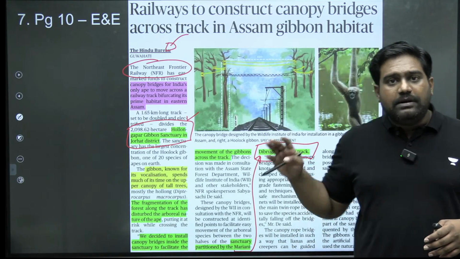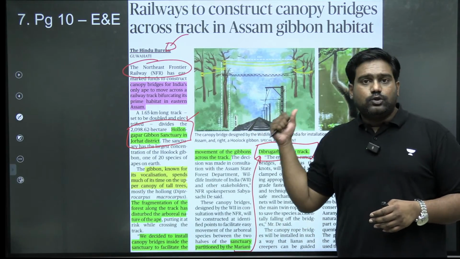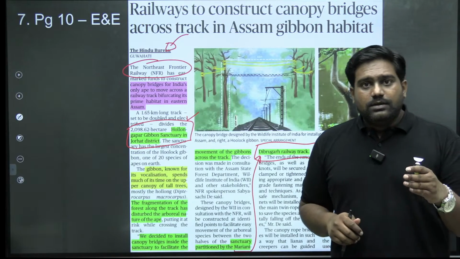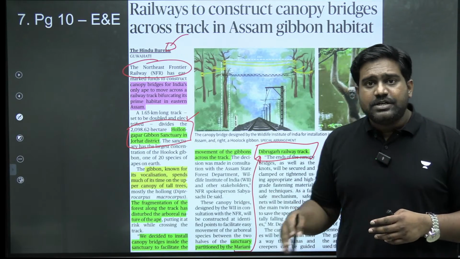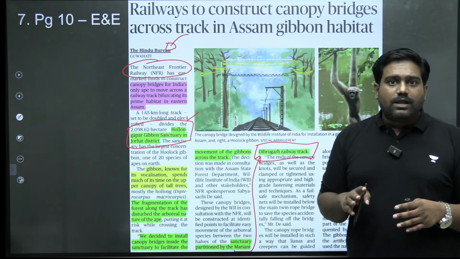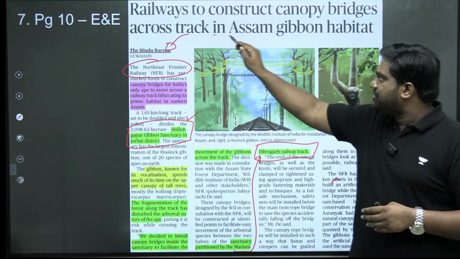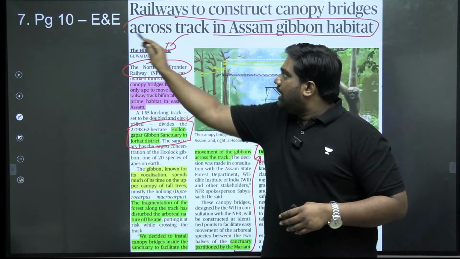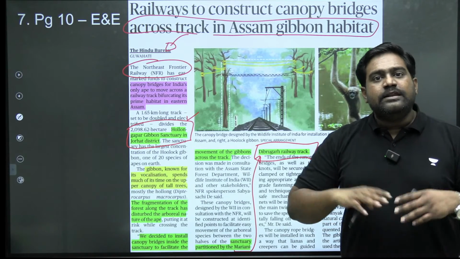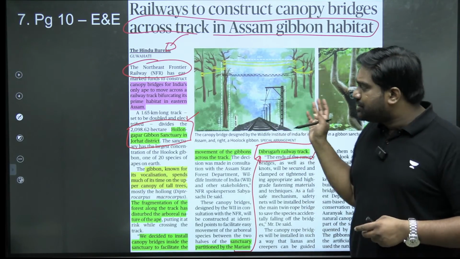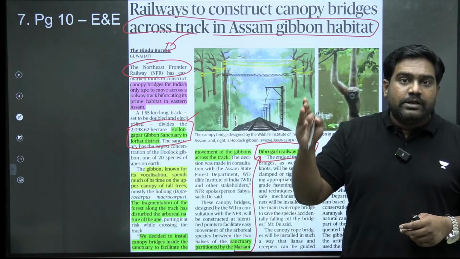So given the fragmentation of the habitat and the risk to the threatened species of gibbon, the activists along with the forest authorities and the railways have come out with a solution. They are going to create canopy bridges which will allow the gibbons to cross over the railway tracks. Is that clear? It's a green corridor which will be created because the gibbons are primarily arboreal in nature.